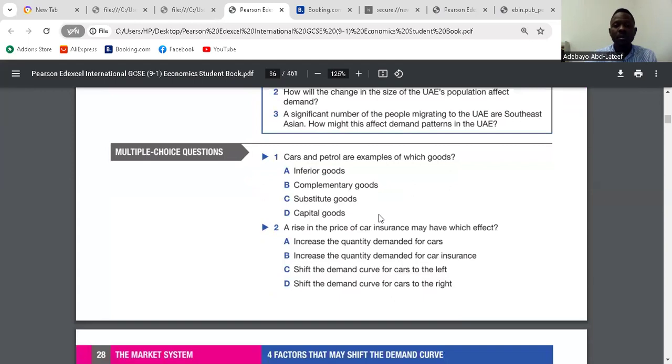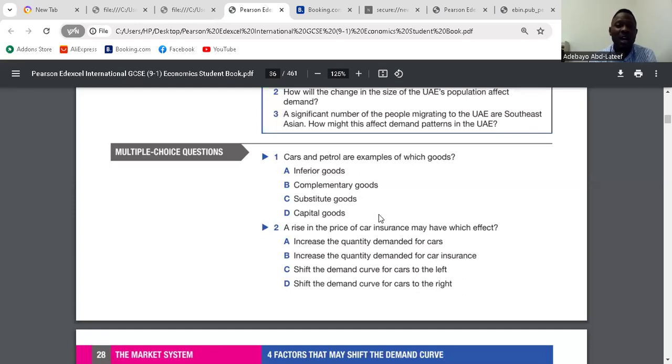We have the case study. Multiple choice question, sorry. Cars and petrol are examples of which goods? Cars and petrol. B, complementary goods, good. Always look at it very well, please, before you answer. That's how economics is. Economics is tricky, so look at it very well before you choose your answer, because I will not be there in your exams. Okay, so the answer is B.